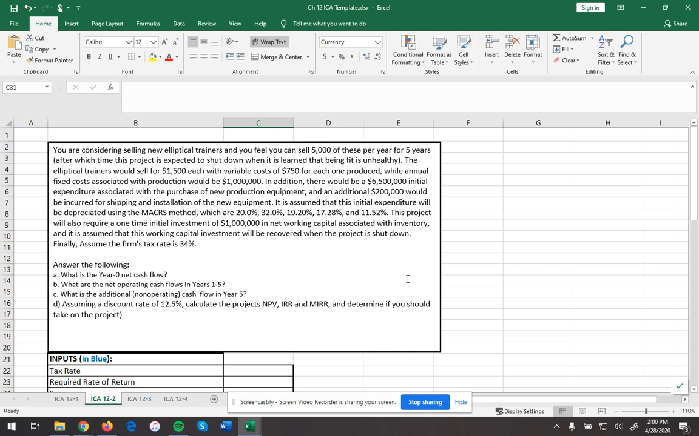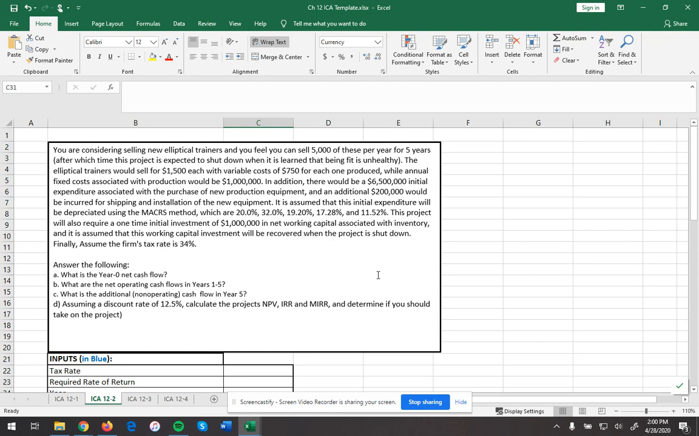All right, finance students, we're on ICA 12-2, the big one. Let's jump right in. Here's the problem. You're considering selling new elliptical trainers and you feel you can sell 5,000 of these per year for 5 years, after which time this project is expected to shut down when it's learned that being fit is unhealthy.